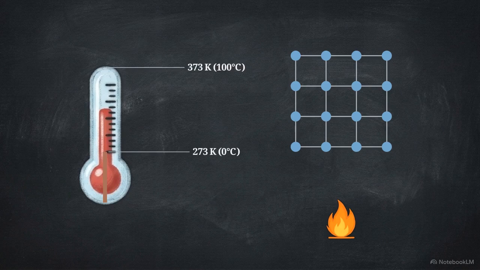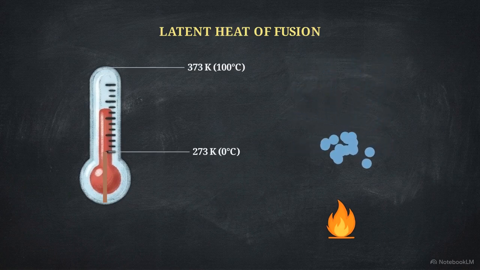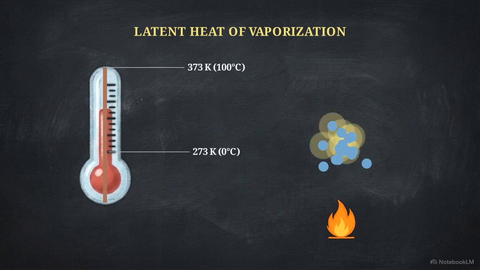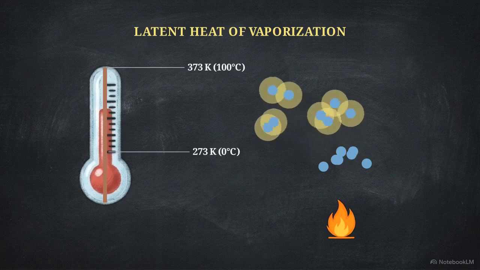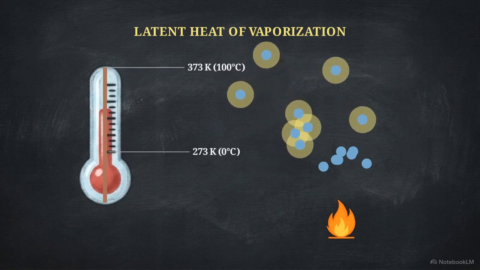The continuous thermal energy does not raise the temperature. Instead, that energy is consumed entirely as latent heat, or hidden heat, used exclusively to break the intermolecular forces holding the solid lattice together. Once the lattice breaks and the liquid state is achieved, the temperature rises to the boiling point and locks again. Here, the energy is absorbed as the latent heat of vaporization. Because vaporized particles absorb this massive amount of hidden energy, steam at 100 degrees Celsius causes significantly more severe burns than boiling water at the exact same temperature.